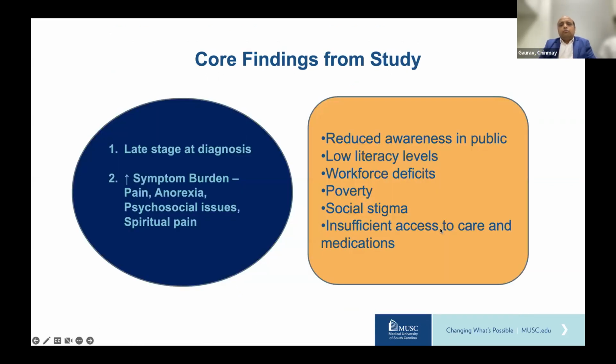So I'll just summarize the core findings that we felt from a clinician endpoint: a majority of the patients that we had came at a late stage of the disease, stage 3 or stage 4. That was because of reduced awareness, reduced screening, and the programs not reaching the target population. Because of that, the symptom burden would be huge.